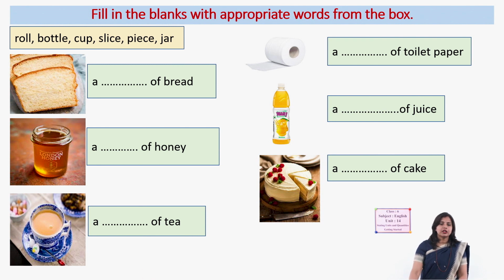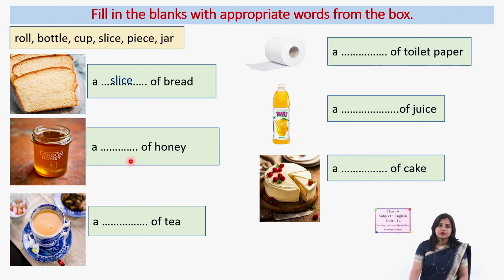All right. Now tell me, what did you write in the first blank space? A blank of bread. What should be there? What have you written? Piece. Piece is not used for bread. It's slice. A slice of bread. Well, we call it a piece of bread when we are speaking, but actually it should be a slice of bread.